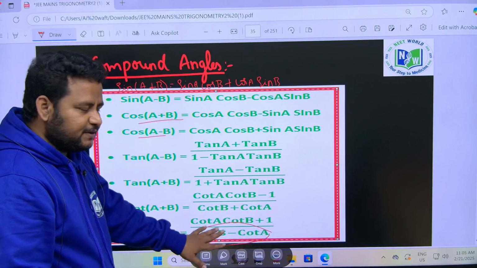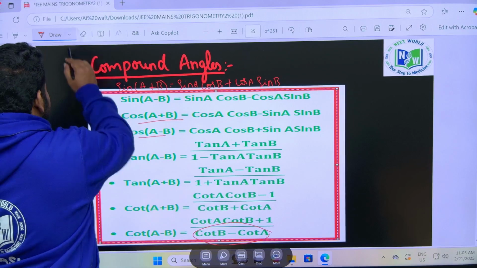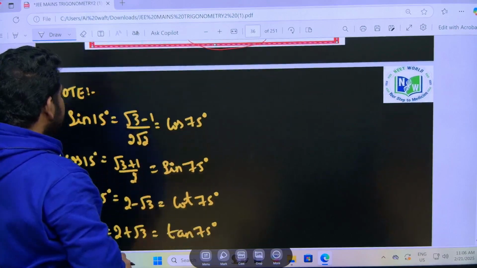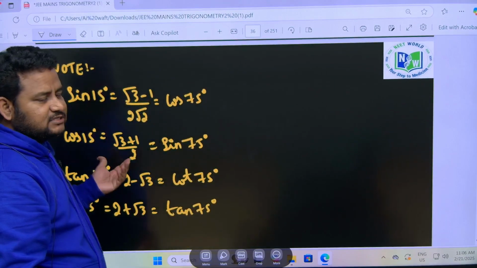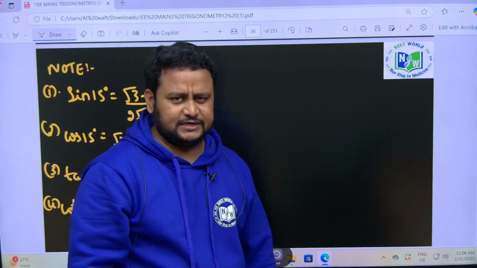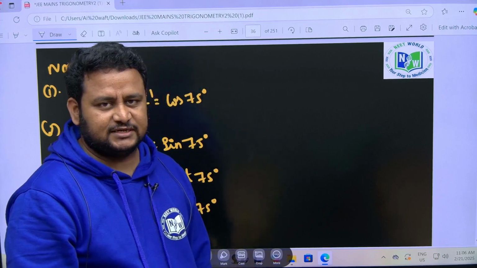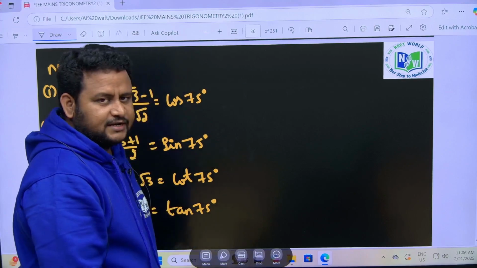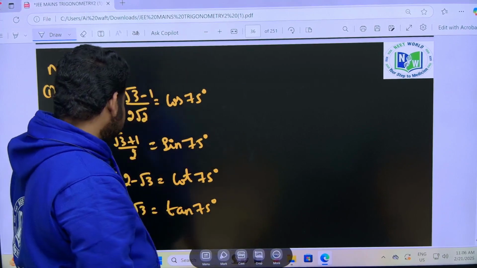It is cot b minus cot a. Okay, let us proceed. Now, based on the compound angles, we have certain standard angles which you have to remember. Up till now, you must have remembered angles pertaining to 0 degree, 30 degree, 45 degree, 60 degree, 90 degree, all this, or maybe 120 also, or 180 also. But you have to remember these angles.